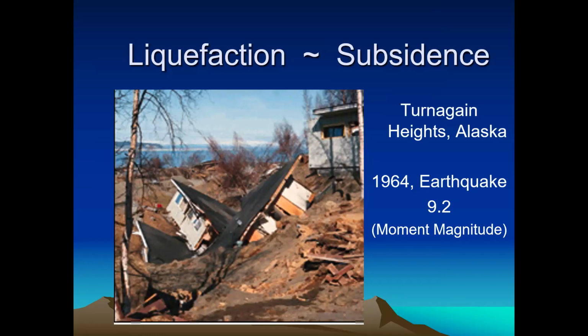So Turnagain Heights was a bluff that overlooked Turnagain Bay, which is an arm of the Pacific Ocean. This bluff was not solid rock. It consisted of sand, silt, and clay, not a consolidated rock in sight here. So this type of material, when it's shaken, can liquefy. You don't want to build on unconsolidated ground in earthquake country because liquefaction is always a major concern. So it liquefied and it collapsed.